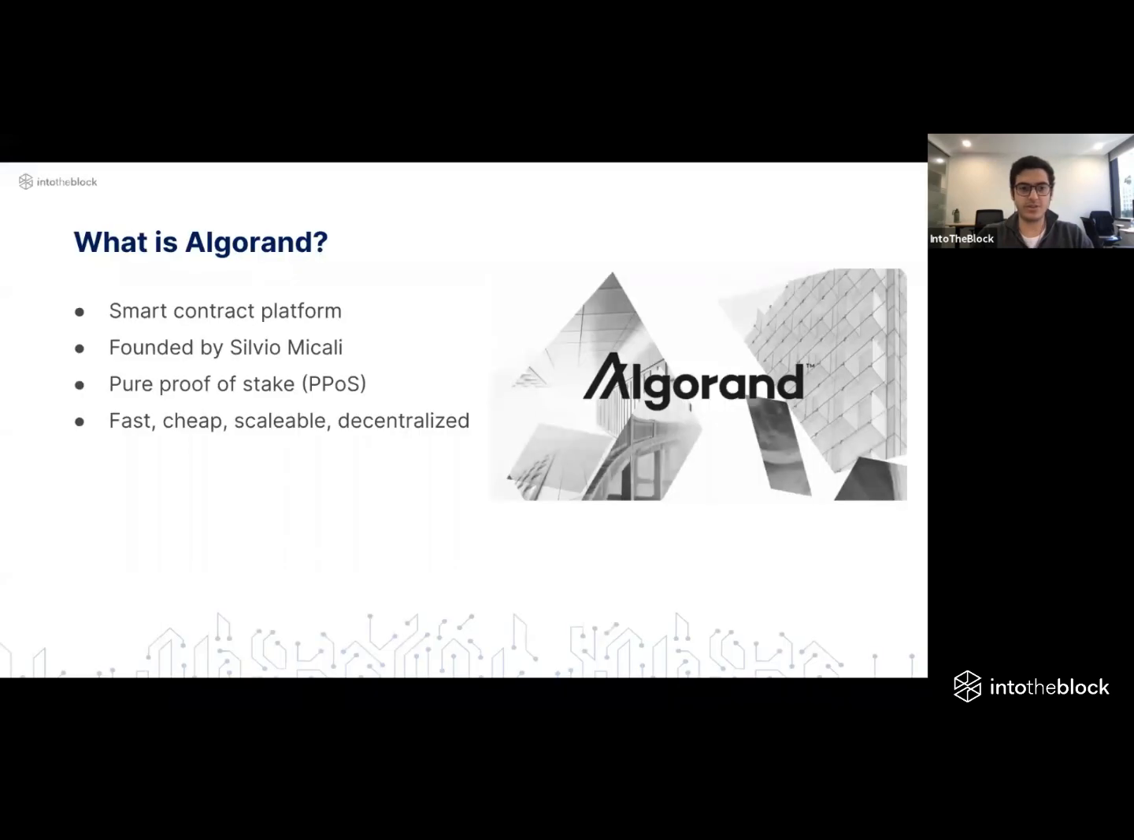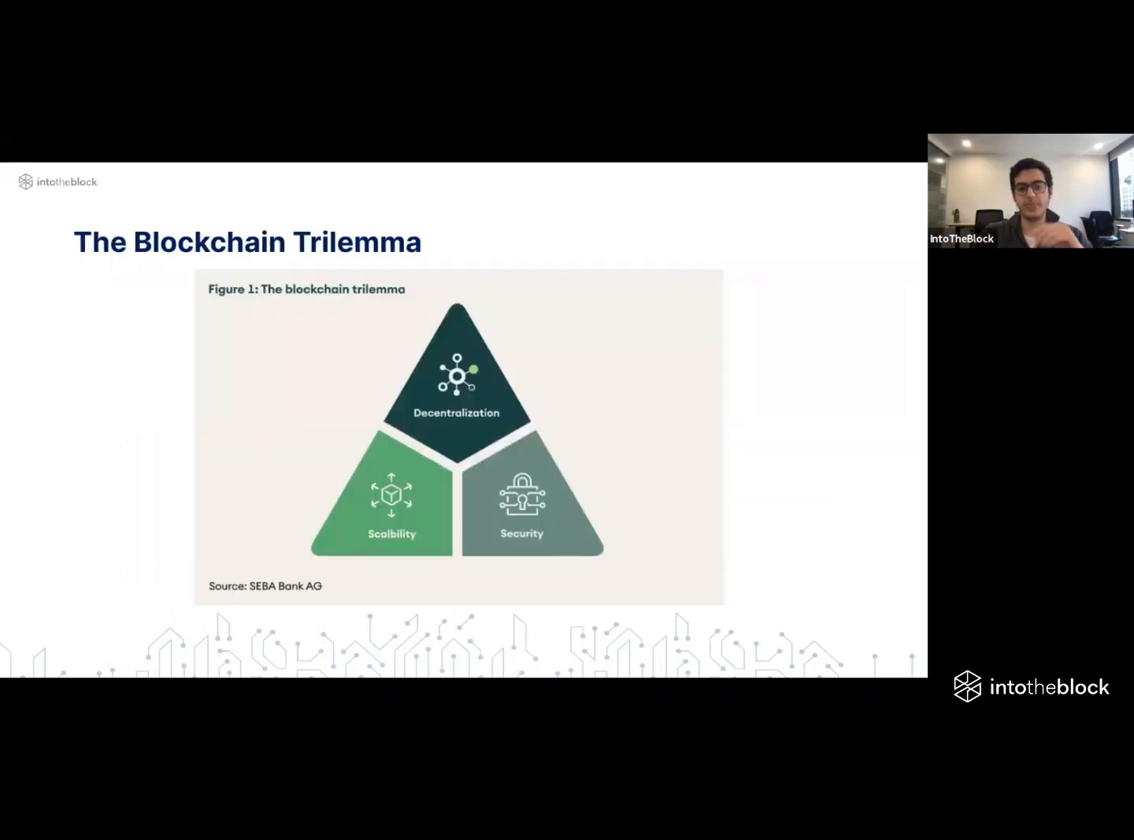First, an intro to Algorand. So what is Algorand? Algorand is a smart contract platform, as many of you will know. It was founded by Silvio Micali, who won the Turing Award, which is regarded as the Nobel Prize for computer science, for his work on zero knowledge proofs, amongst other things. It has a specific consensus mechanism called pure proof of stake, which is different from typical proof of stake and even more different from delegated proof of stake. I'll get into the intricacies of how it works right now, but essentially it's able to be fast, cheap, scalable, and decentralized. So it essentially touts that it solved the blockchain trilemma.